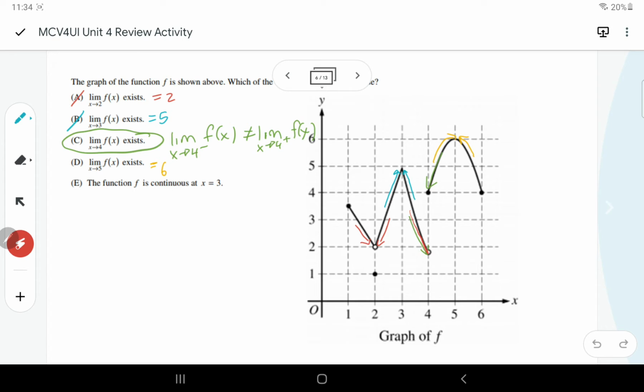C says the limit as x approaches 4. So here, if we approach 4 from the left, we come down towards 2, and if we approach from the right, we're coming up to 4. So that limit will not exist because the two one-sided limits are not equal. The last one at 5, no, that would not be false because that limit would just equal 6. And is the function continuous at 3? Remember, continuous just means, can I trace it without lifting my pen or pencil? And yes, I can.